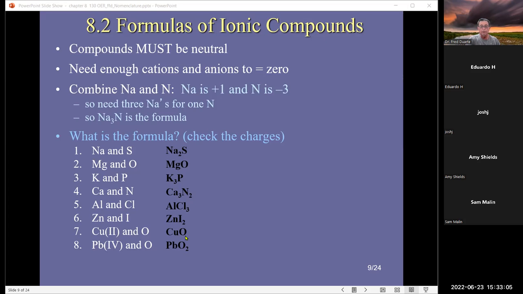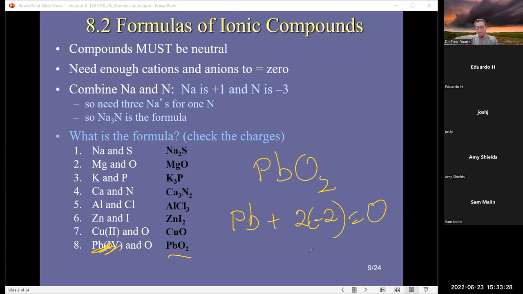Let's say you're given this formula right here, PbO2, and you didn't know what this was, right? All right, so let's say you're given this. Okay, so remember that formula I gave you? I said, I don't know what Pb is, that's the question mark, but I do know that plus, I got two oxygens, each one is a -2, and that is equal to 0. I can create a not so complicated algebraic equation where Pb minus 4 equals 0, and I solve for lead. So Pb equals plus 4.